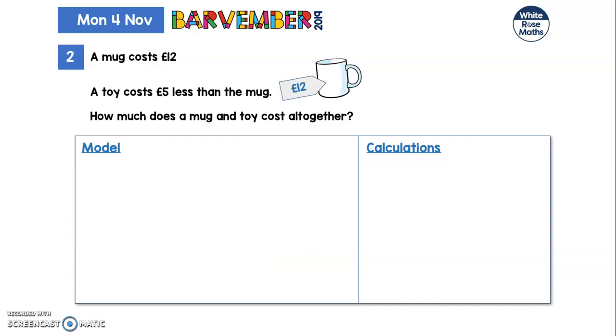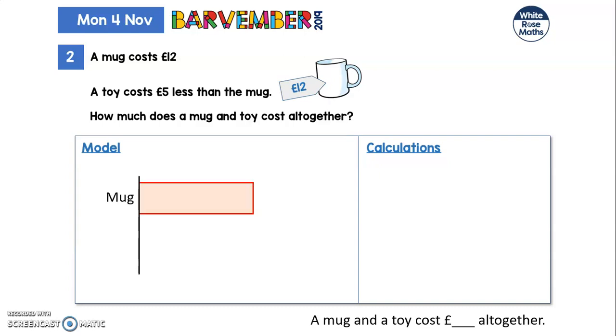Question 2, a mug costs £12. A toy costs £5 less than the mug. How much does a mug and toy cost altogether? So again, this is going to be a comparison bar model because we've got the toy costing £5 less than the mug. So we're comparing their costs. And what we've been told is about the difference in their lengths there. So the mug's £12, the toy is £5 less. How much does it cost altogether?